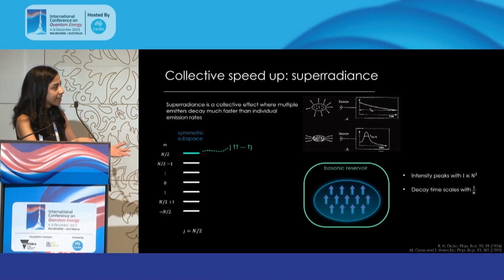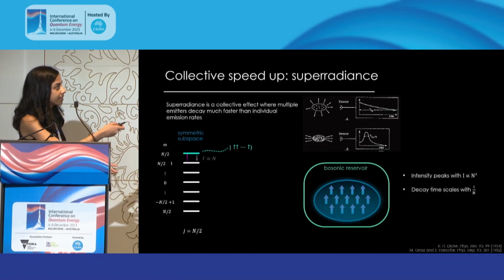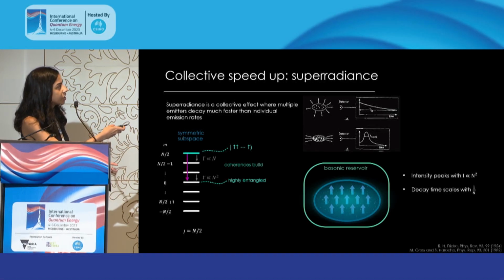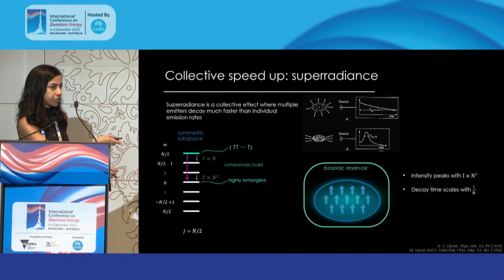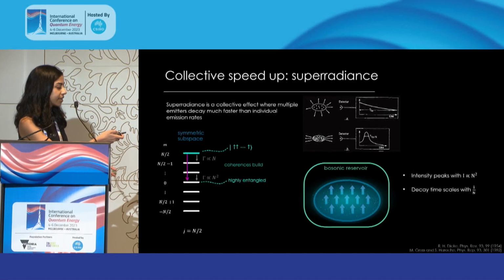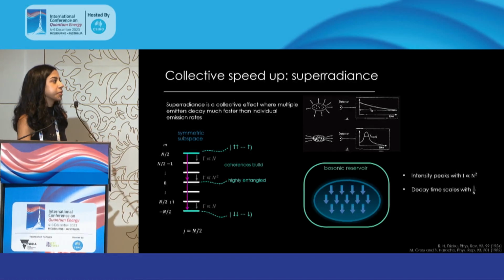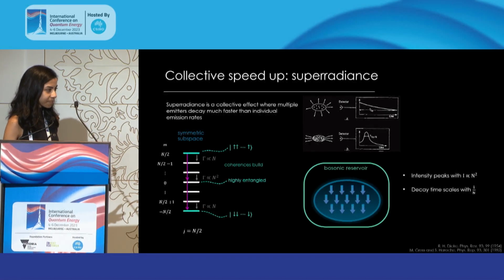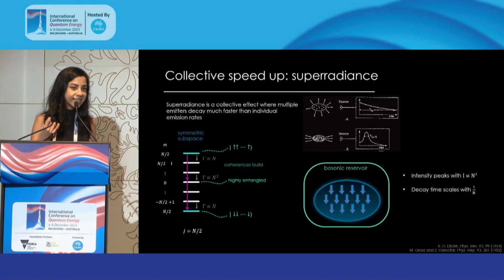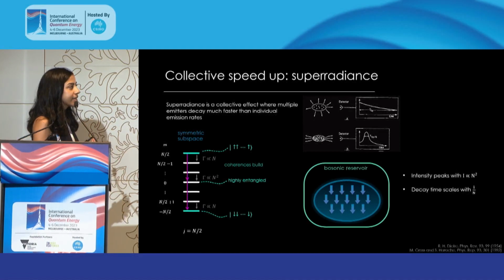So if we start in the state with all excited, you can see this is the highest energy state up here, and as it decays, it just passes through the symmetric subspace. At this point, it's highly entangled, but this process happens very, very fast, and then it'll go down to the ground state.